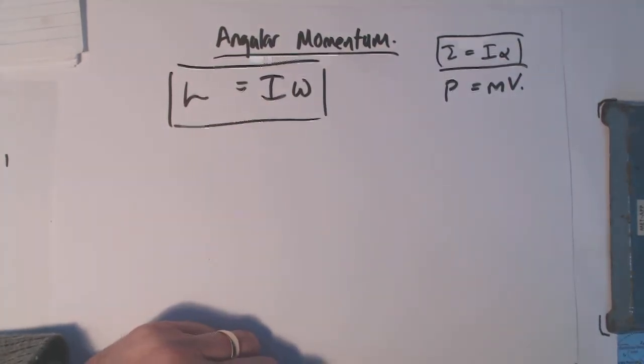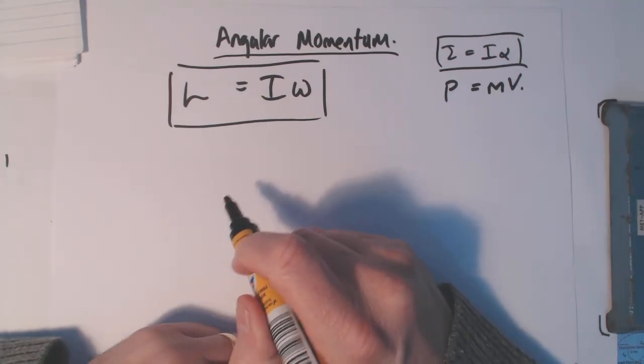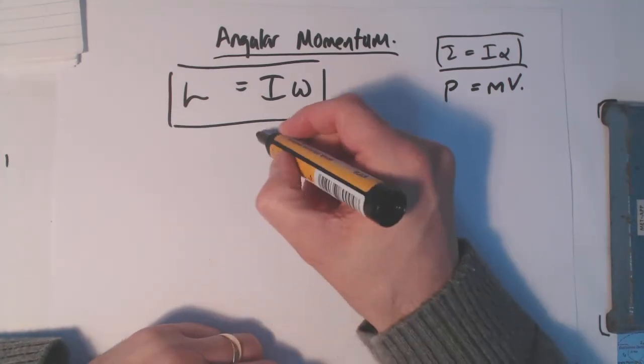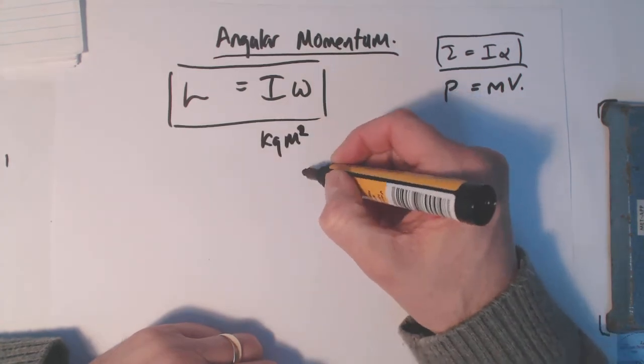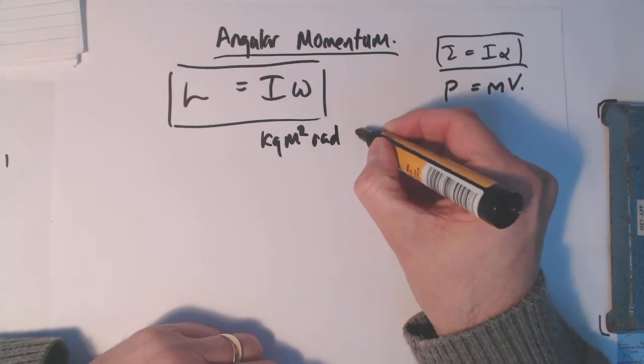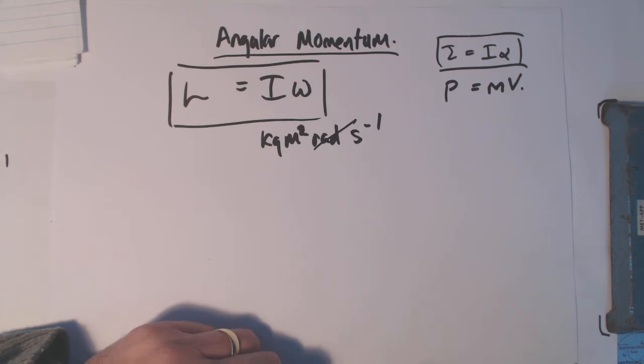What are its units going to be? Well, we know that the units for I are kilograms, mass, radius squared, and radians per second. But we don't put the radians in a formula, so it just becomes kg m squared per second, right? Now, that's your angular momentum.